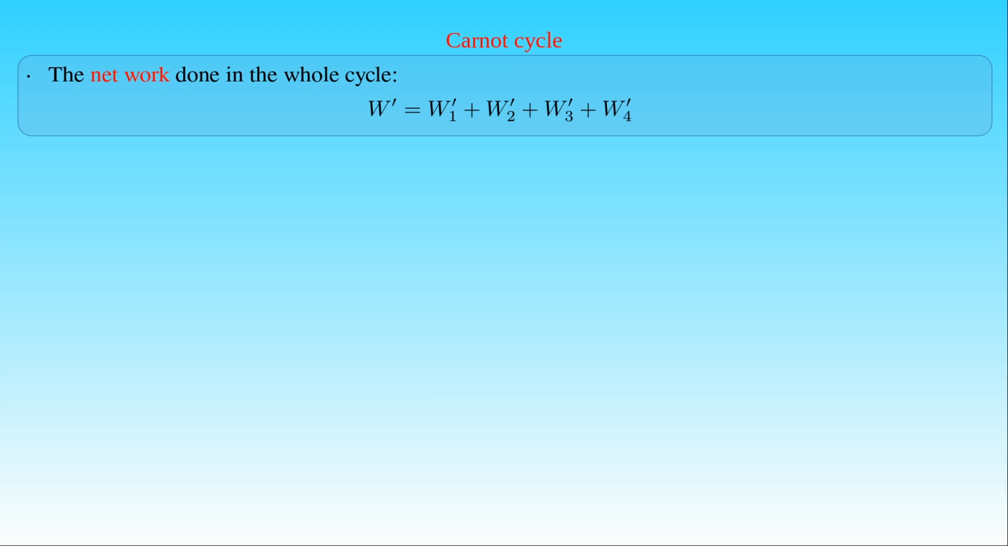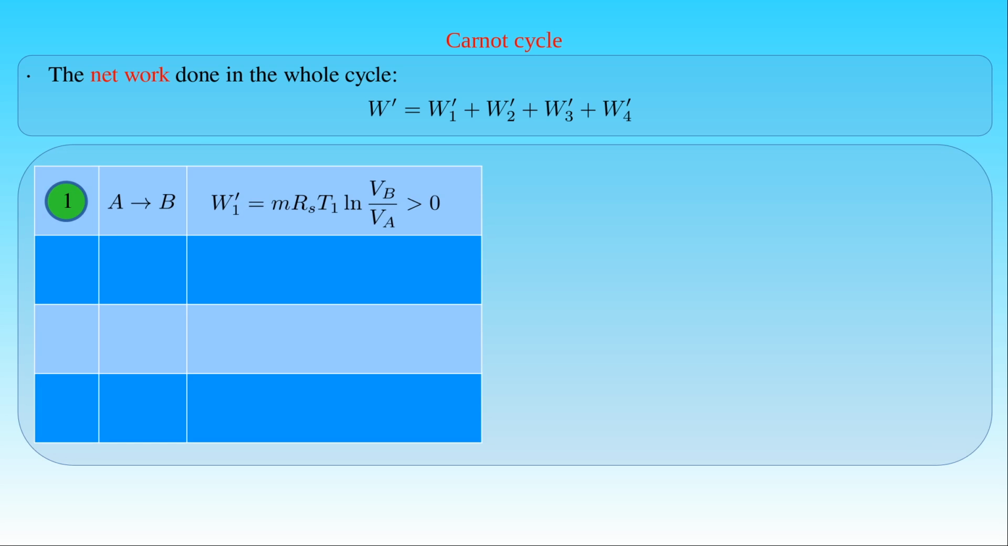After determining the work done in each process, we can compute the net work done in the Carnot cycle. The net work W' done by the gas is simply the sum of the work done in each process, that is the work W'1 and the work W'2 done by the system during the expansion of the gas, and the work W'3 and the work W'4 done by the system during the compression of the gas. The work done during all the four processes of the cycle will be shown in this table.